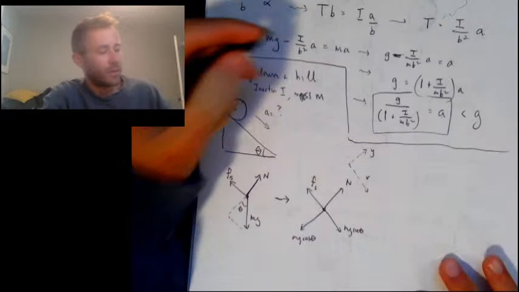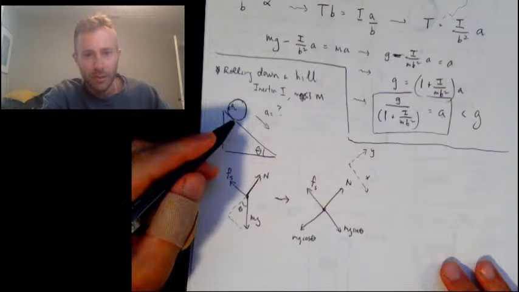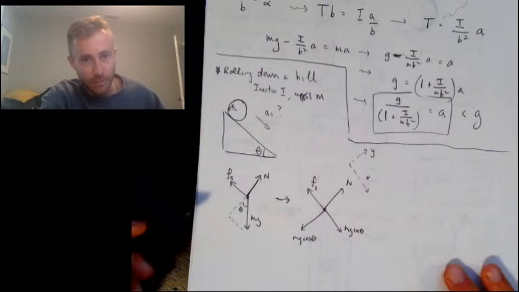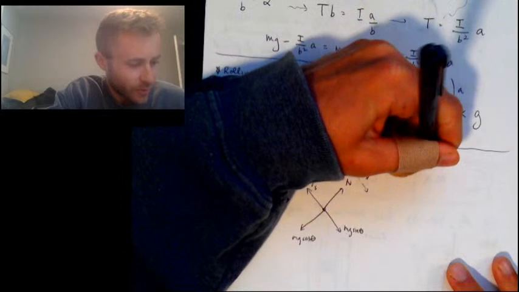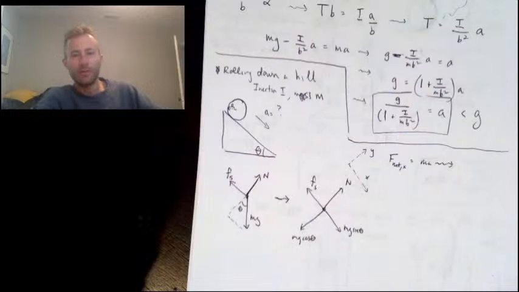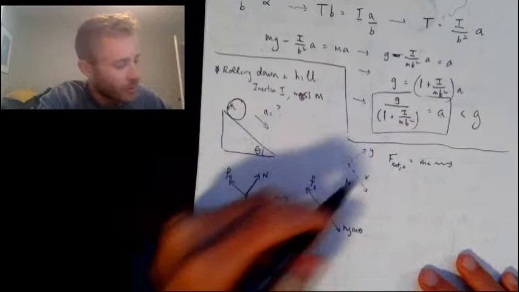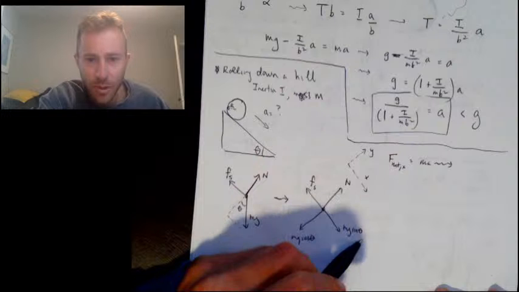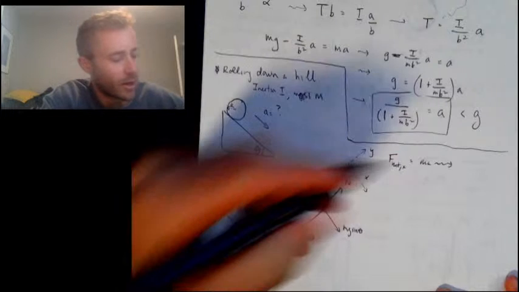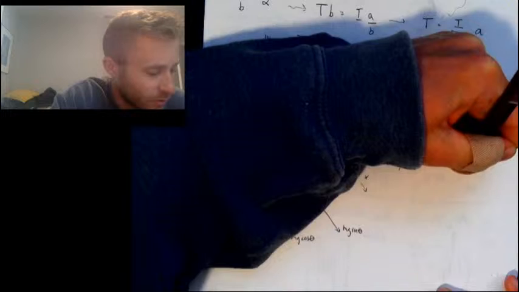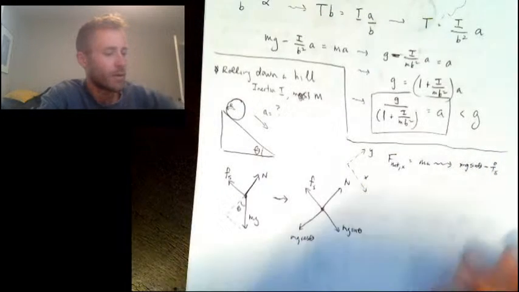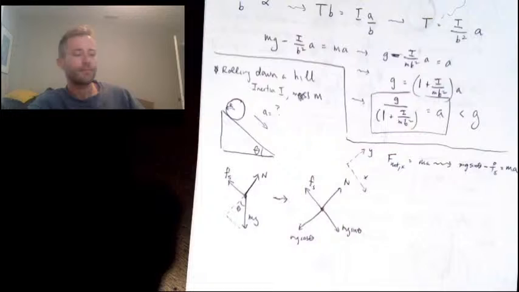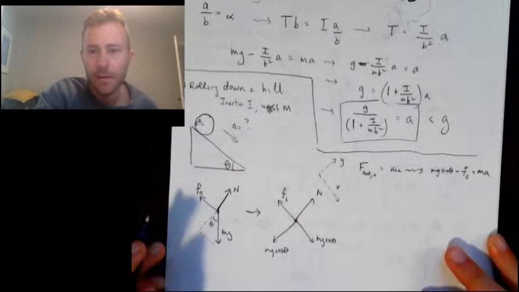So this wheel is obviously going to accelerate only in the x direction. So I'm going to do Newton's second law in the x direction. That's my linear Newton's second law. My force going down the incline is mg sine theta, and my force going up the incline is static friction. So my net force in the x direction is mg sine theta minus static friction, and that equals ma. All right? So there you go.